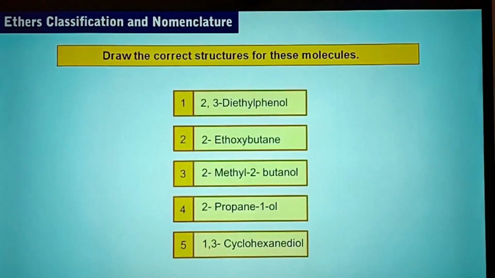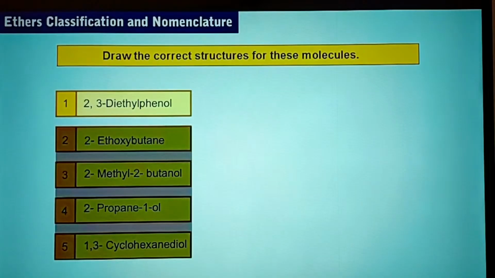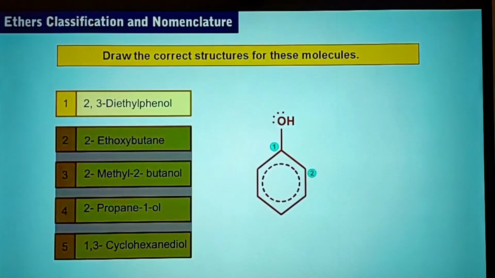Now let's try to draw these compounds from their names. When drawing molecules from names, the parent chain is given last in the name. Remember to work backwards. Molecule 1 is 2,3-diethylphenol. Start by drawing a phenol ring. The location of the hydroxyl group is position 1 on the ring. Then add ethyl groups at carbon 2 and 3.